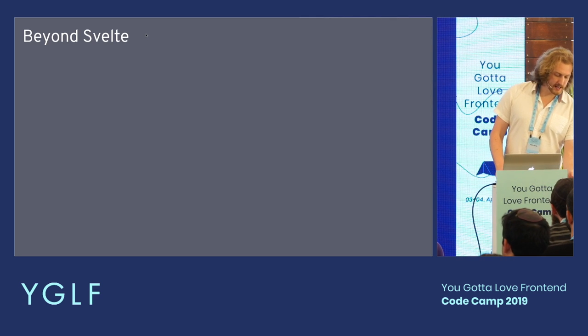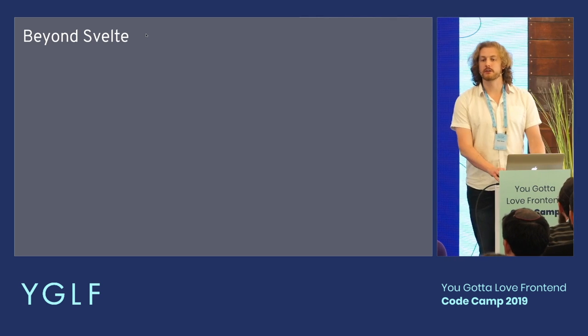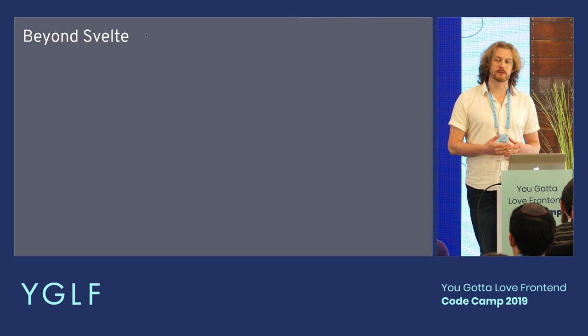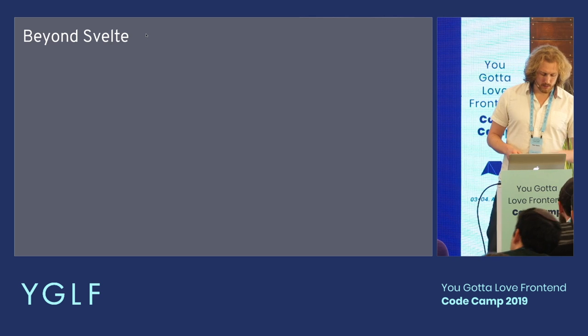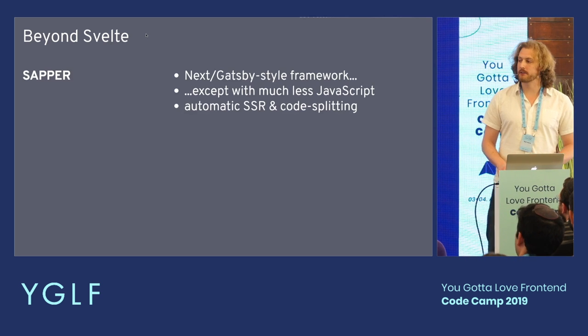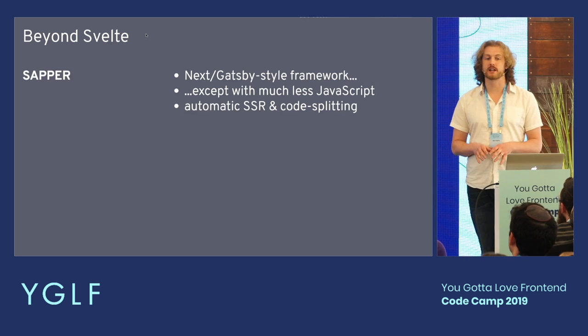So Svelte is a low-level component framework, and you can use it to build pretty complex applications, but at some point you will need something a little bit more well-rounded. And so we have a project called Sapper. It's a companion project to Svelte.